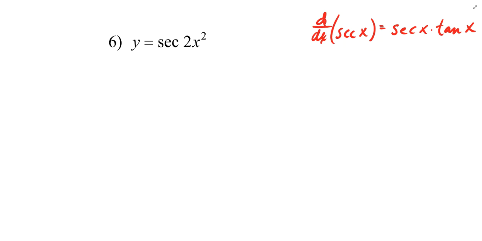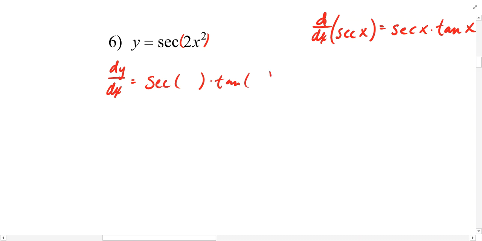So with that in mind, and we recognize this being a chain rule on account of the inner function and an outer function, we'll state that the derivative of secant of 2x squared would be secant of something times tangent of something. The something happens to be the inner function, untouched, so we do use that 2x squared both times. And because this is a chain rule and we've identified the derivative of the outer function, we need to multiply this by the derivative of our inner function.